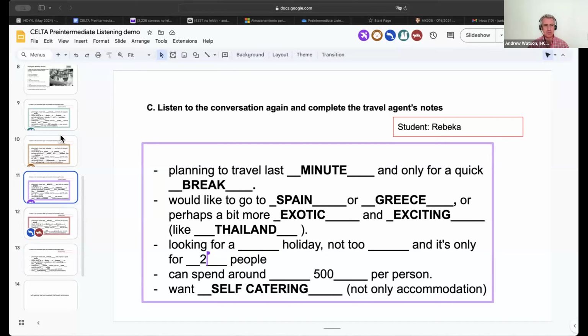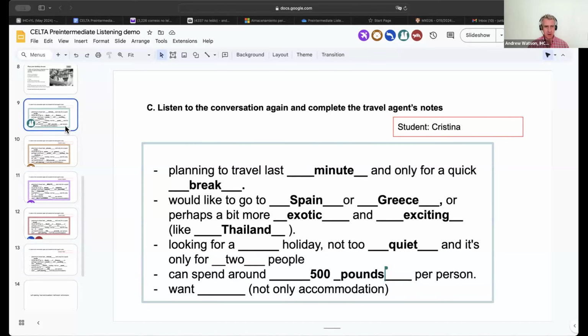All right, so this is correct. Christina, last minute, and only for a quick break. The two countries were Spain or Greece, or perhaps somewhere a little more exotic and exciting like Thailand. Looking for what type of holiday is it?